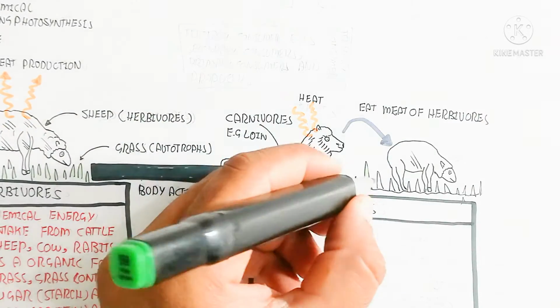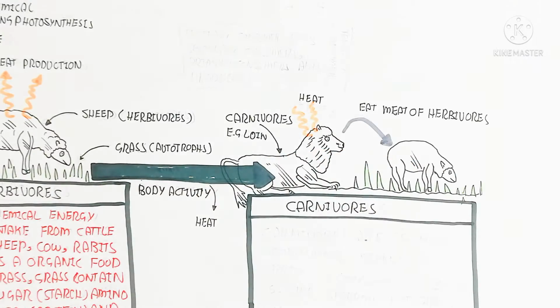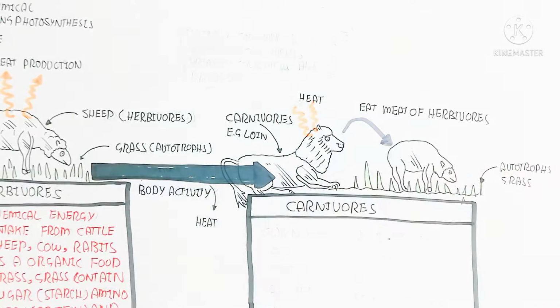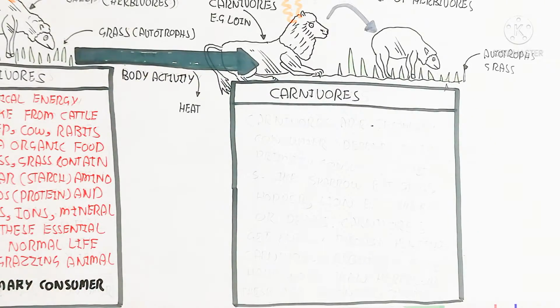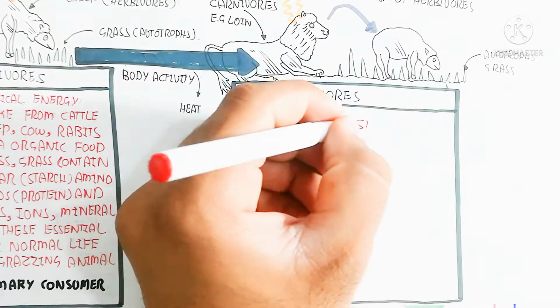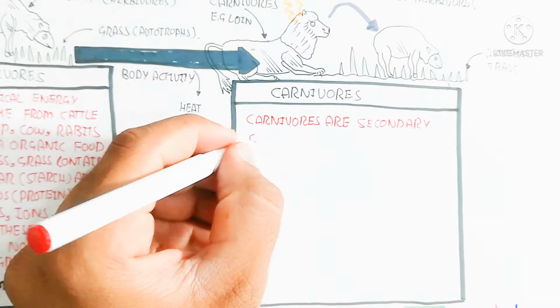Here are the carnivores. These carnivores are secondary consumers and depend on the primary consumer. And a sparrow eats grasshoppers, and this is a secondary consumer, and it is a carnivore.